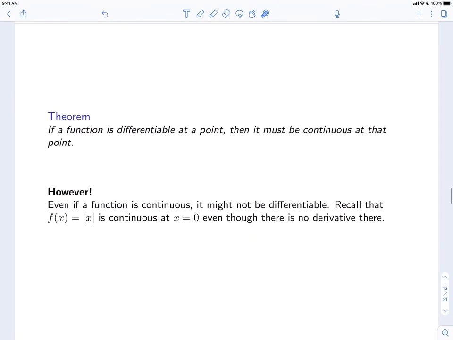So this is a theorem. If a function is differentiable at a point, then it must be continuous at that point. Now you have to be careful about what this means. If it's differentiable, then it must be continuous. But you can have a function which is continuous and not differentiable. And we saw 2 examples of that. One example is the absolute value function. That function is continuous at 0 but not differentiable. And we also saw the cube root function. That function is continuous at 0 but not differentiable there.